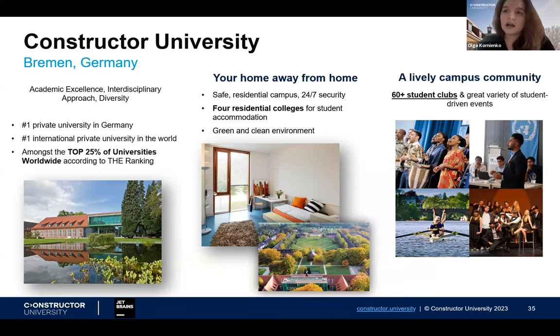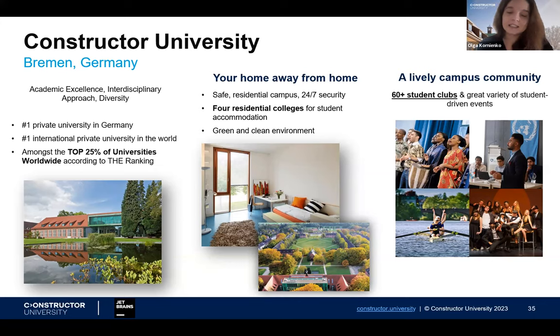So on the photos, you can see our campus and the rooms of the campus. We have four different residential colleges where all of our students live, and all of our first year undergraduate students live on campus. And every residential college has its own dining room, study areas, common and group meeting rooms. Also, in addition to excellence of academic education, we also provide different student activities opportunities.